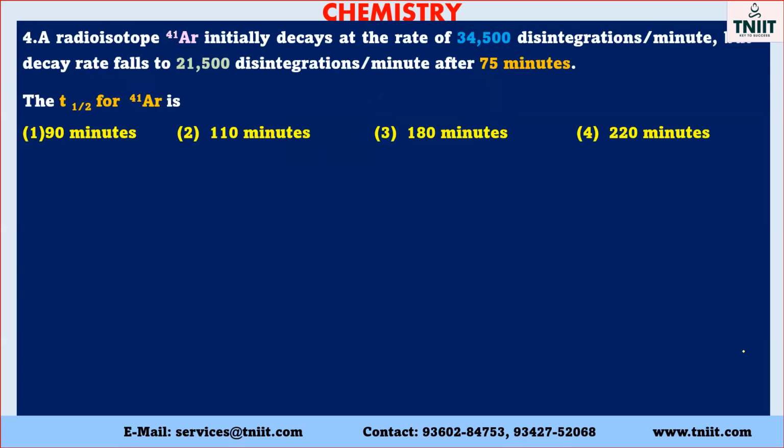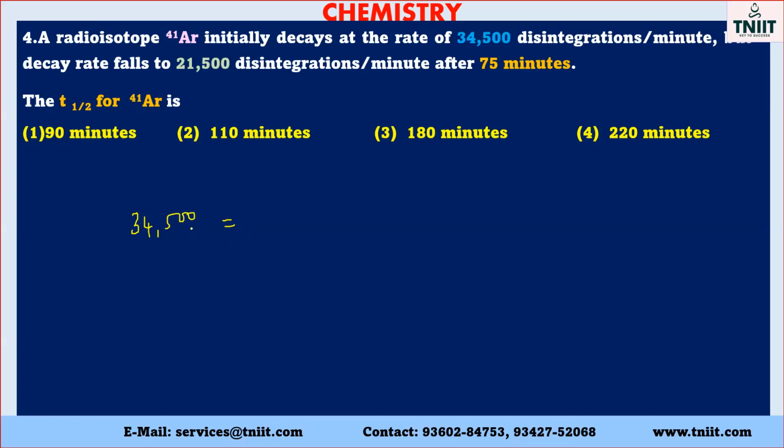The fourth question. A radioisotope, argon-41, initially decays at the rate 34,500 disintegrations per minute. The decay rate falls to 21,500 disintegrations per minute after 75 minutes. Then the half-life period for argon-41 is. Now, the 34,500 disintegration. Well, this is based on radiochemistry or nuclear chemistry, which we do not have in the new syllabus, but you can remember half-life period questions, so we can write.